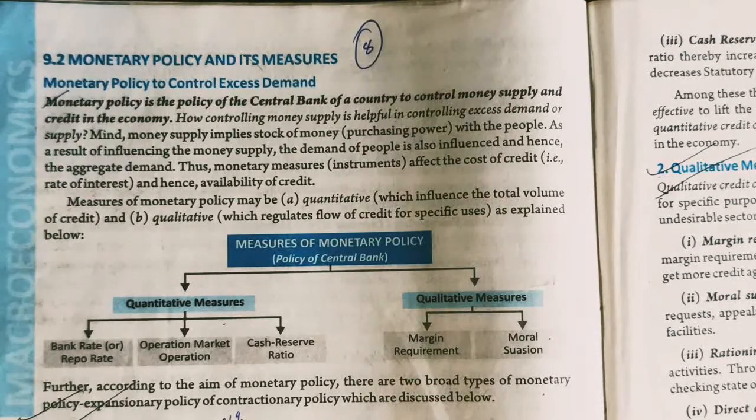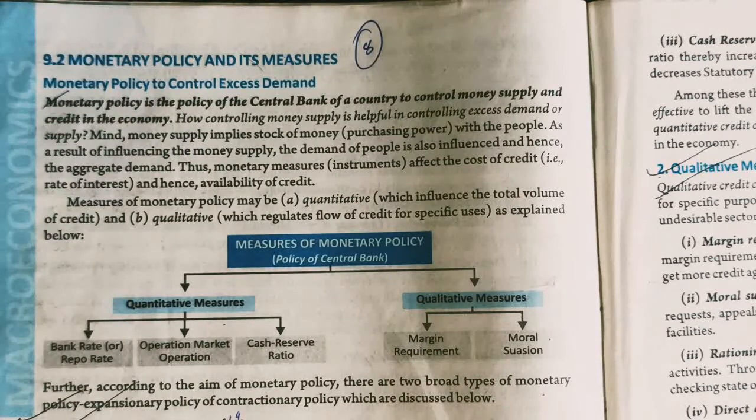Monetary policy is the policy of the central bank, that is the RBI of our country, to control money supply and credit in the economy, okay? Money supply means total amount of money available with the public or purchasing power with the public, okay? And credit means in terms of loans or rate of interest, okay?